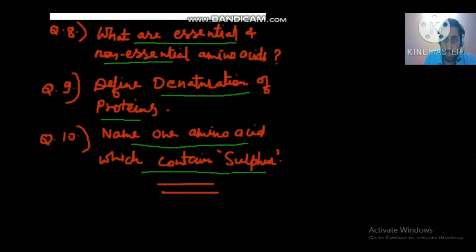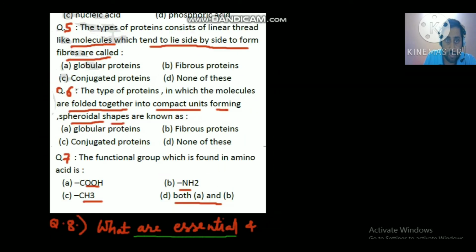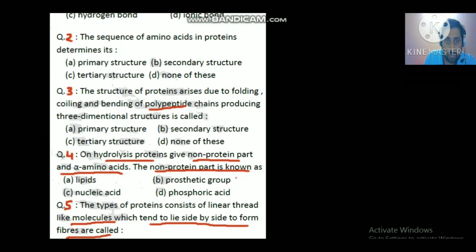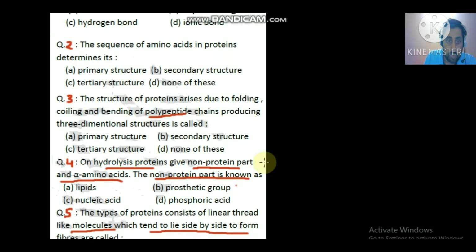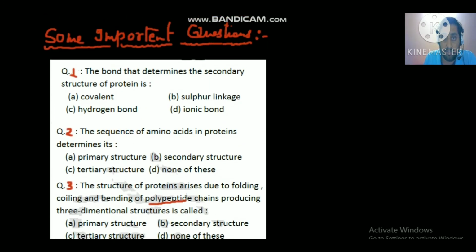So you can search for the answers to these questions, and one answer I would like to give you. Question number 4, I think you may find difficult. On hydrolysis protein gives a non-protein part and amino acids, and that non-protein part which is associated with amino acids is the prosthetic group. So this is the answer to question number 4. The rest of you can search in these videos and answer them.